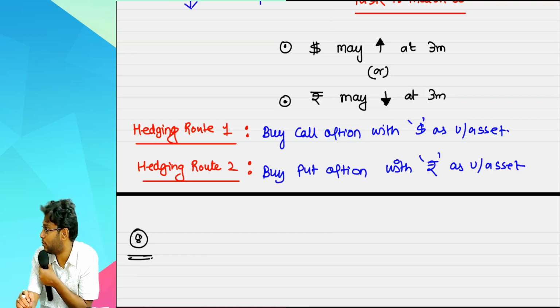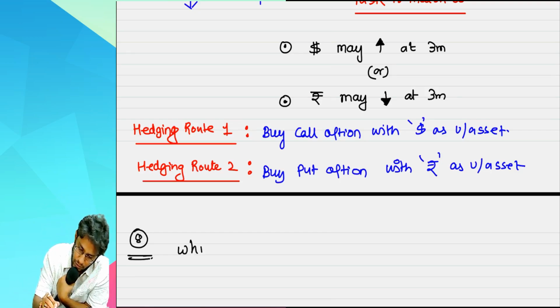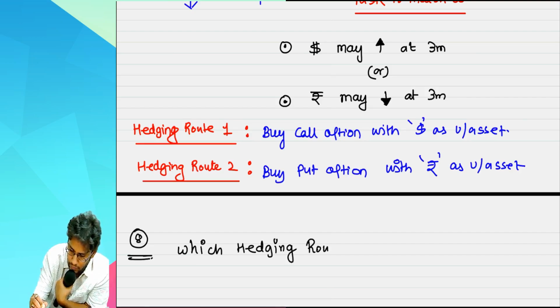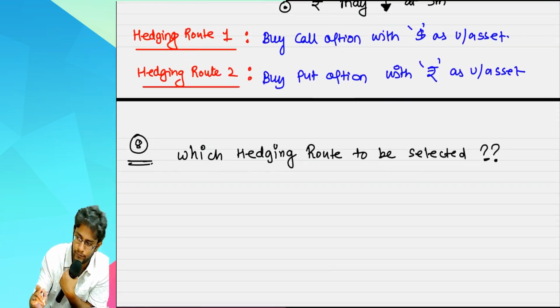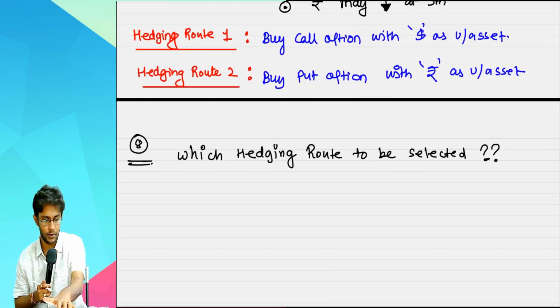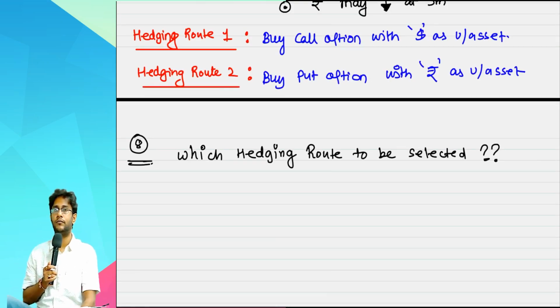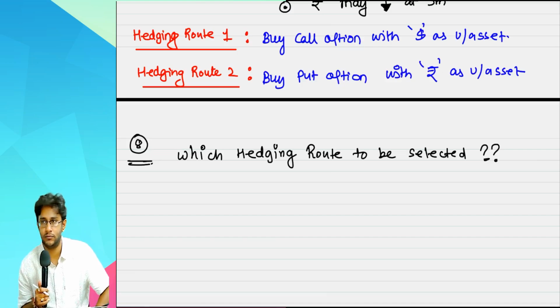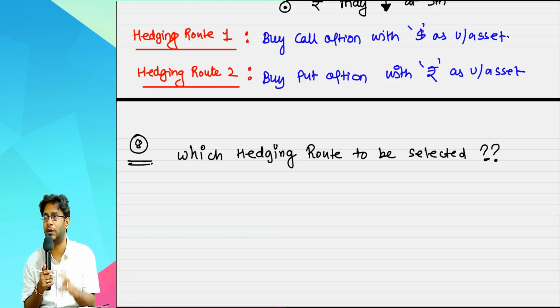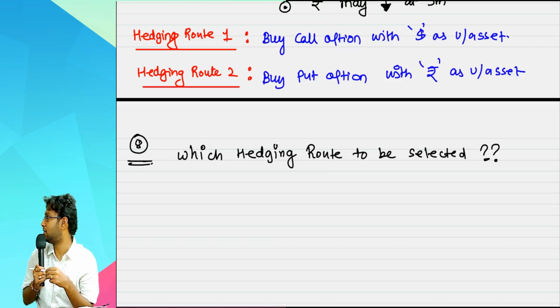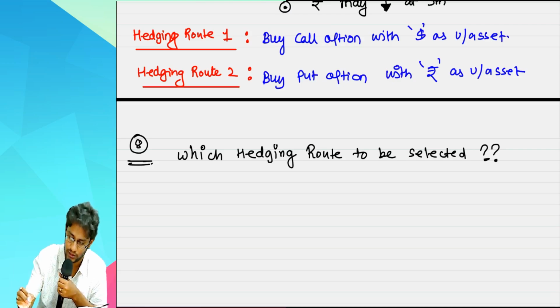Next, sir, out of these two hedging routes, which hedging route is to be selected? First thing, it is not your choice. You cannot decide, sir, I feel dollar is better, put option, not like that. You have to see the question data, and accordingly select what is applicable for you depending on the information given in the question. Selection means don't imagine too much.